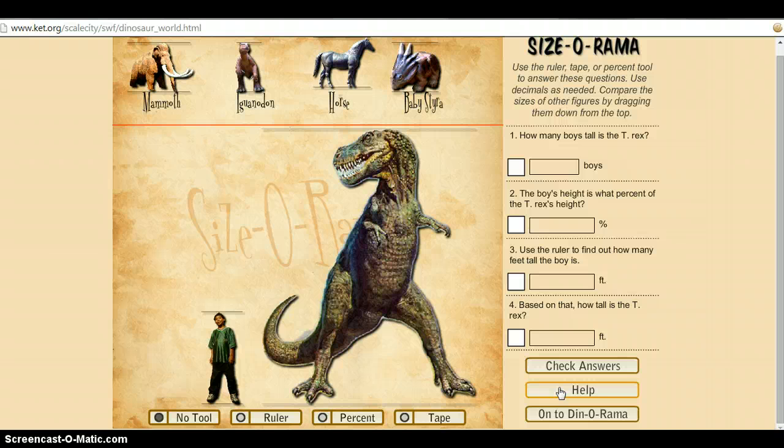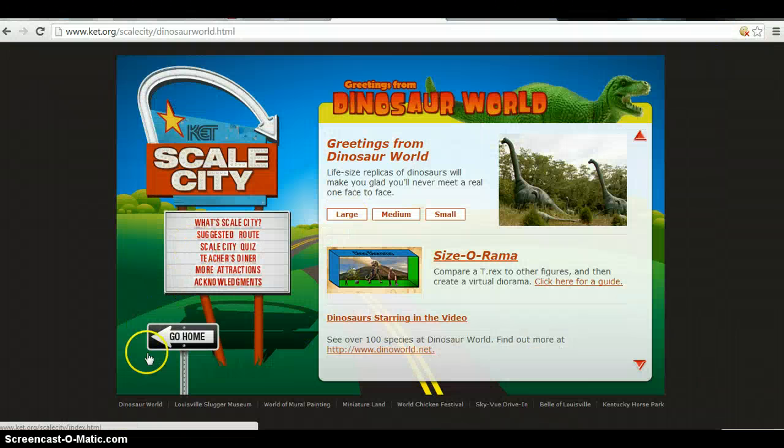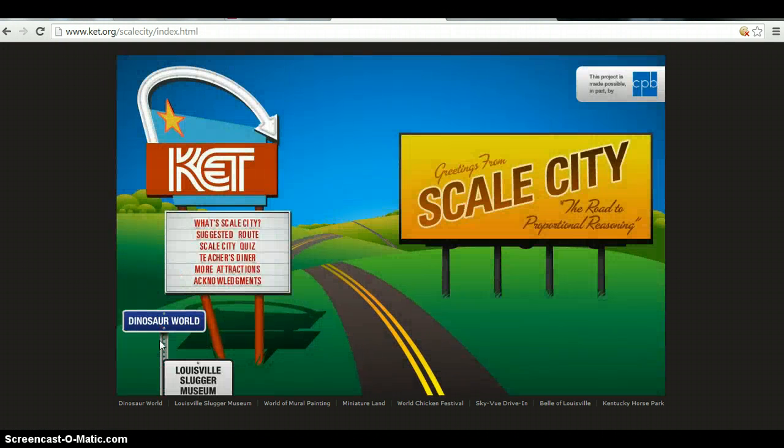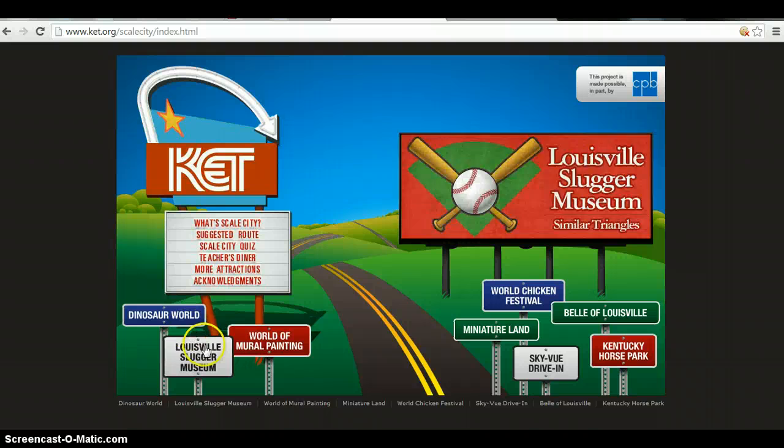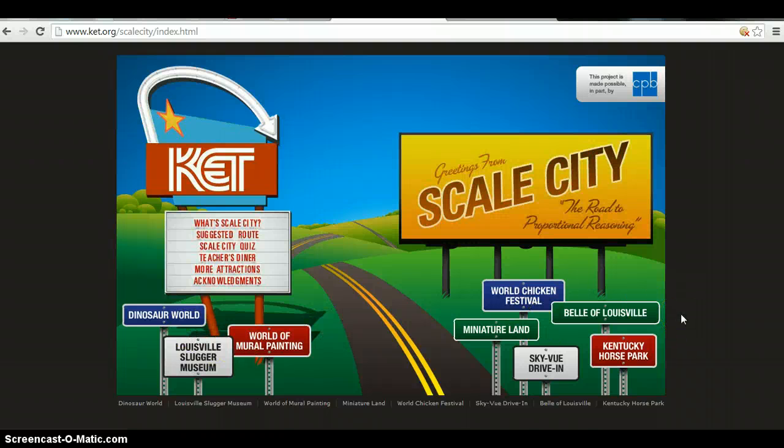And once students have finished one, then they can obviously move on to the next attraction. So they would just go back home, which would take them to the main road map, and then they would just work their way from the left-hand side of the screen to the right-hand side of the screen. Like I said, on the left-hand side, those are easier problems, and to the right, they are harder problems.